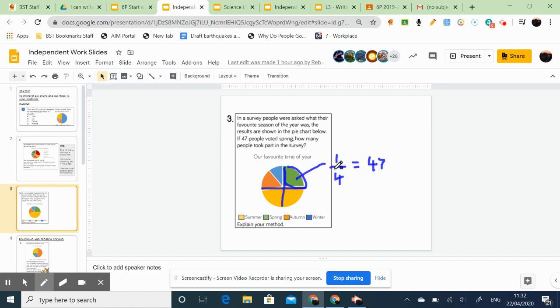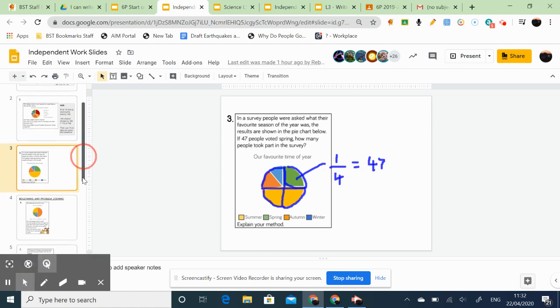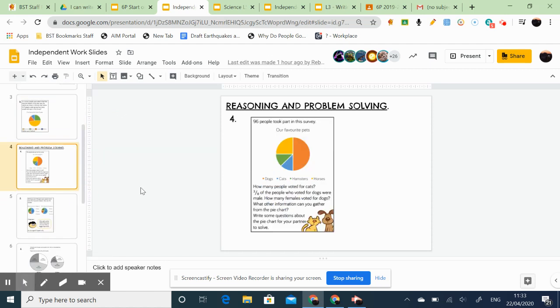Well, if I know 1/4 is 47, surely I can work out what 1, 2, 3, 4 quarters would be, which is 1 whole. All right, I'm going to move on. I'm not going to tell you the answer to that. You can work that out yourself. Right, question 4 is reasoning and problem solving. Now, I'm only going to do one of these with you because I don't want to do both. The others, if you get to this point, that's fine. You don't need to move beyond this particular question.